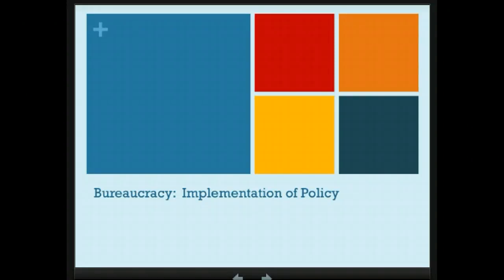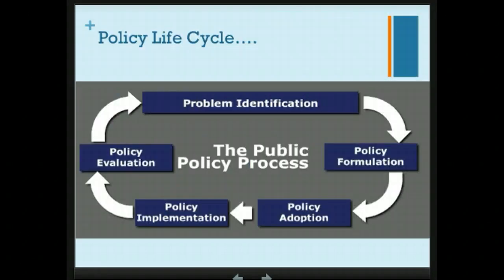Bureaucracy, implementation of policy. So, like I said, the president can't enforce or implement or carry out all of the laws that Congress writes. So he has the bureaucracy do it for him. This is one of the last steps in the policy life cycle.